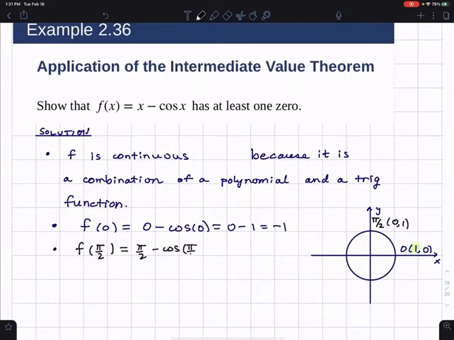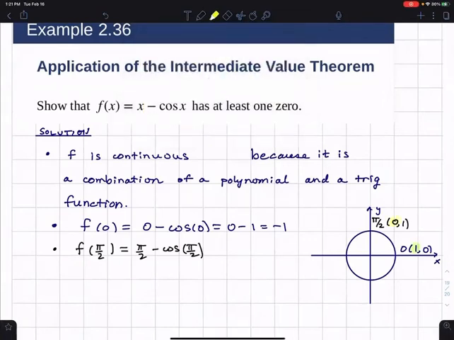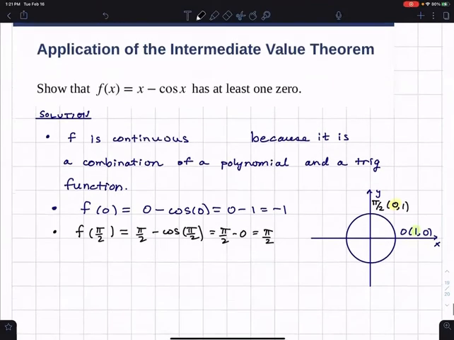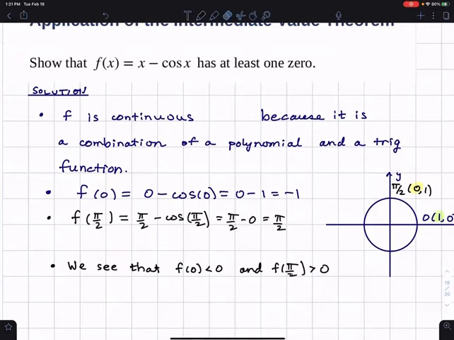I think it will work though, because cosine again is the x coordinate, and so at pi over 2, the x coordinate is 0, and so this is going to give pi over 2 minus 0, which is equal to pi over 2. So what I see is that f of 0 is negative and f of pi over 2 is positive. So we see that f of 0 is less than 0 and f of pi over 2 is greater than 0. It doesn't even really interest me for this problem what those values are. It's just that one's negative and one's positive.